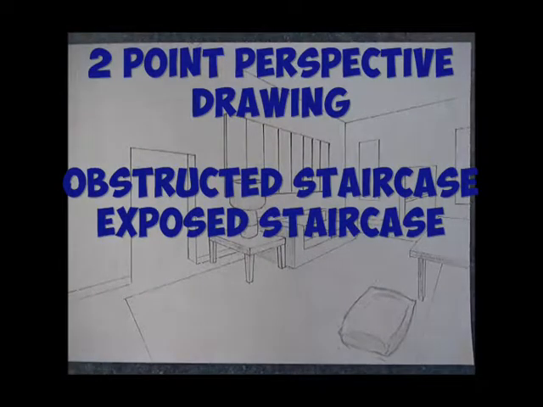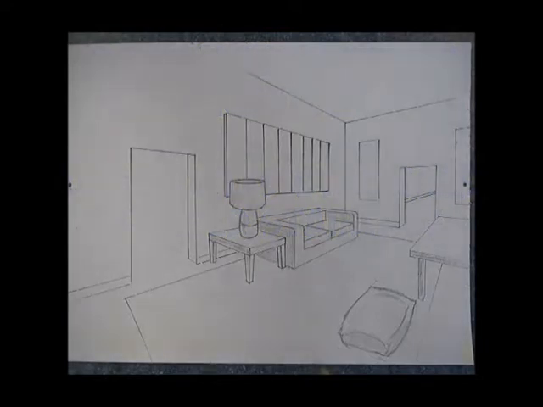Today we're going to be making an obstructed staircase and an exposed staircase in perfect two-point perspective. You are going to need a pencil, a straight edge or a ruler, and of course your paper. I've already got a couch, a nice table. Most of the basic things have already been drawn.